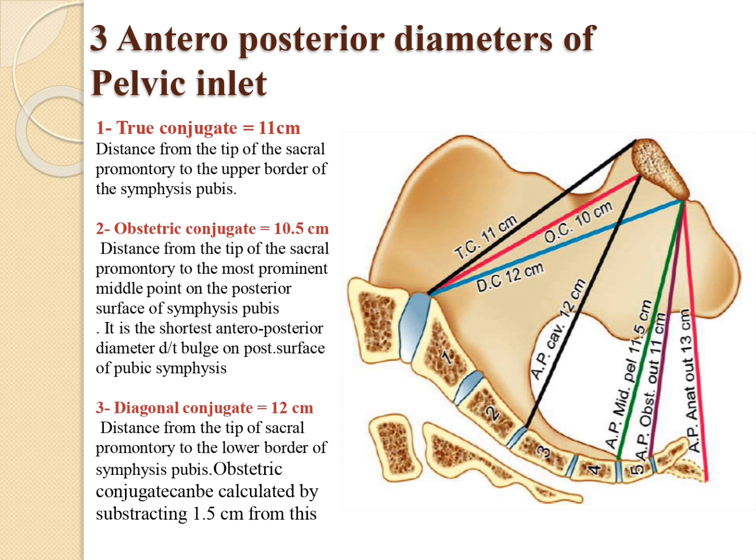Third is the diagonal conjugate, which is 12 cm, and it is measured as the distance from the tip of sacral promontory to the lower border of the pubic symphysis. It is clinically important because the obstetric conjugate diameter can be calculated by subtracting 1.5 cm from the diagonal conjugate diameter.